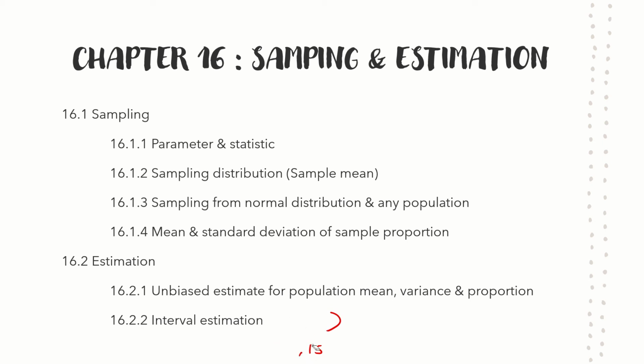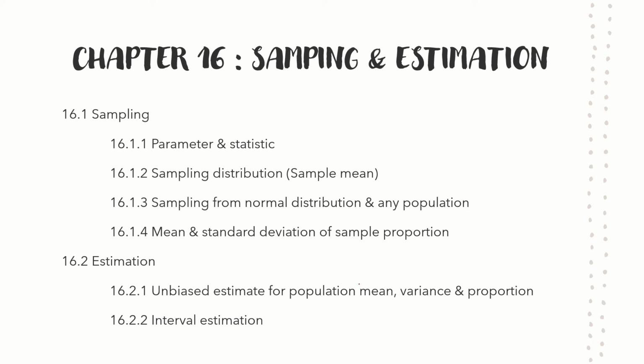So this is the second topic you have to learn. So almost done for this topic. And in interval estimation, why do you want to learn unbiased estimates for population mean, variance, and proportion? Because you have to use their values in the interval estimation. So to find the interval estimation, you have to know that. So all about this chapter 4 is done.